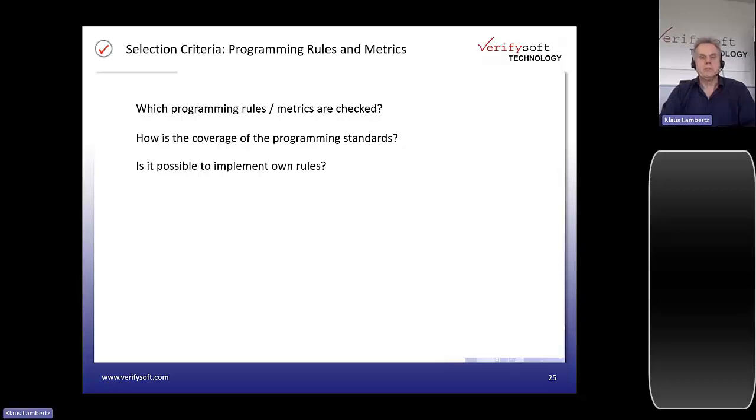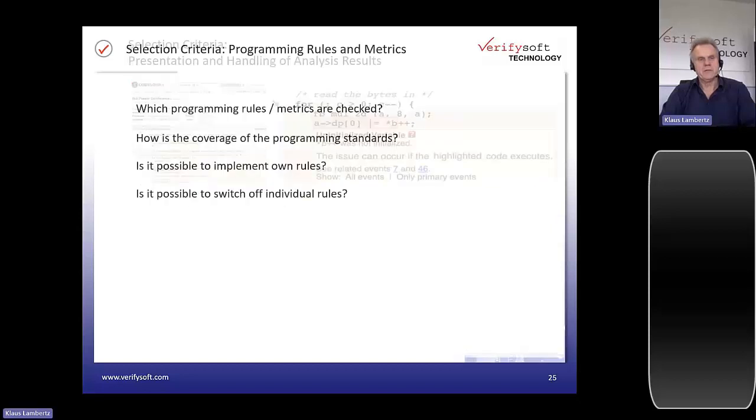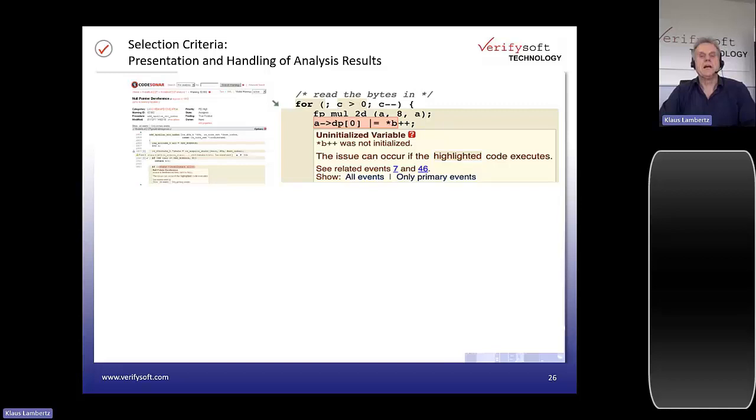Is it possible to implement your own rules? And when you can do it, is it complicated or is it easy to do so? Can you switch off rules? And very important, what about analysis results? How are your reports? Are they clear? Can you understand them easily?